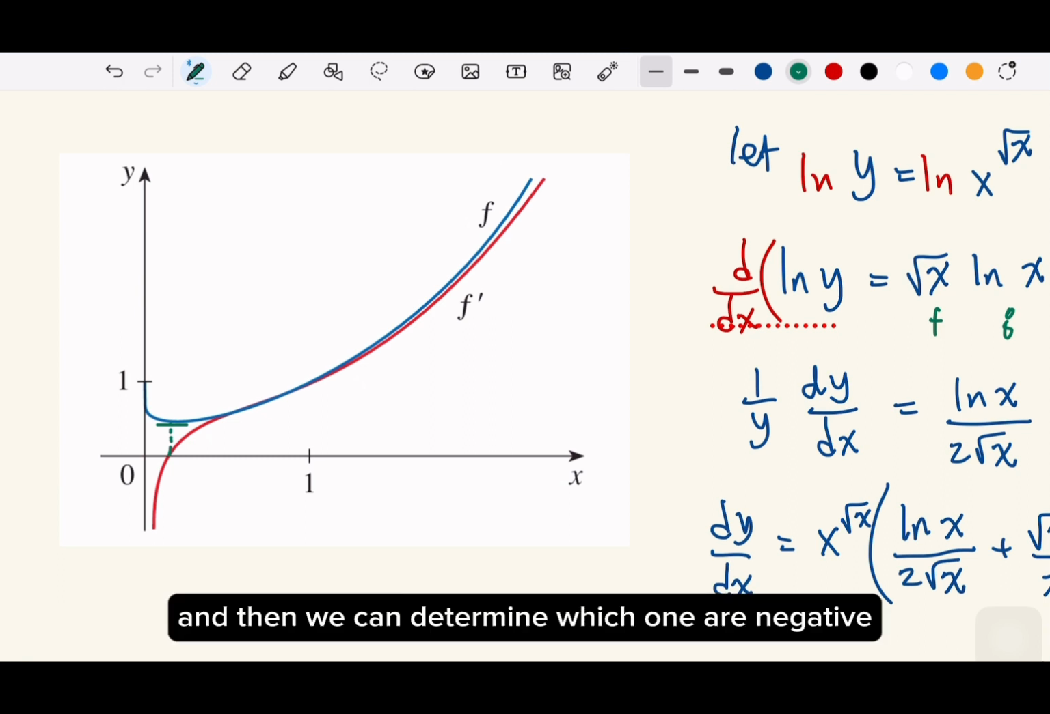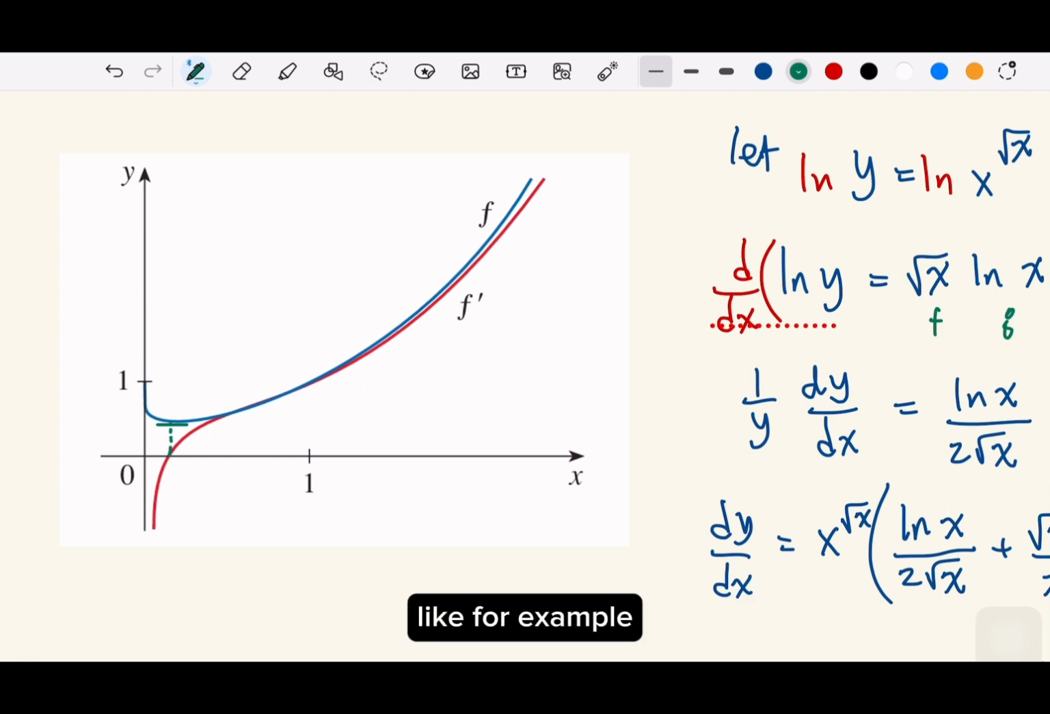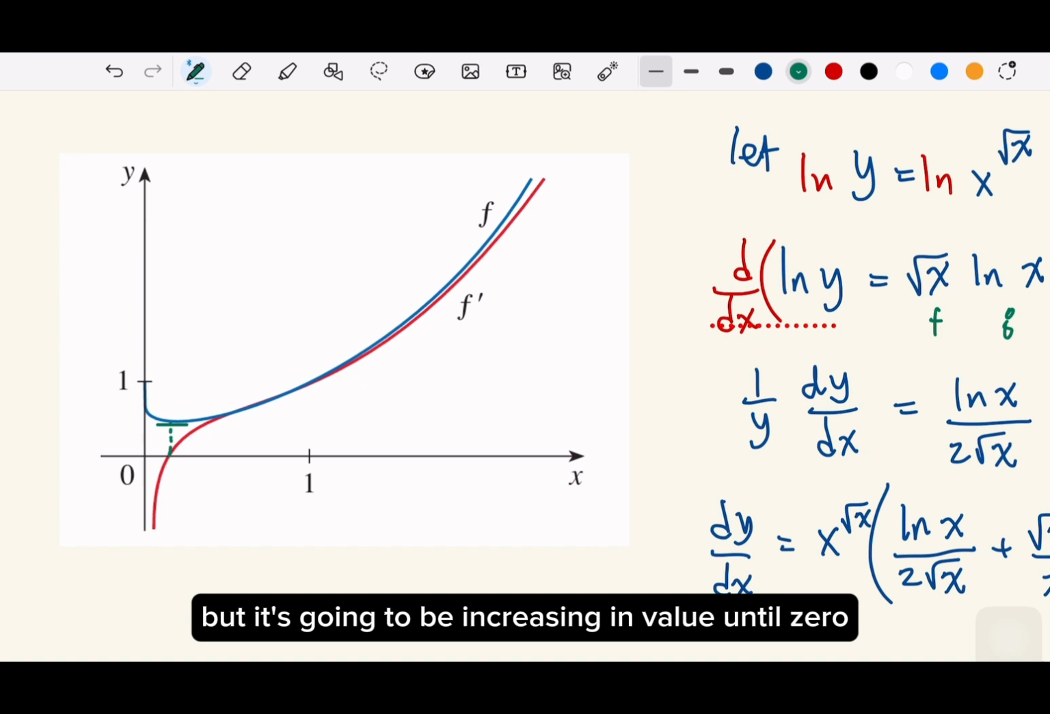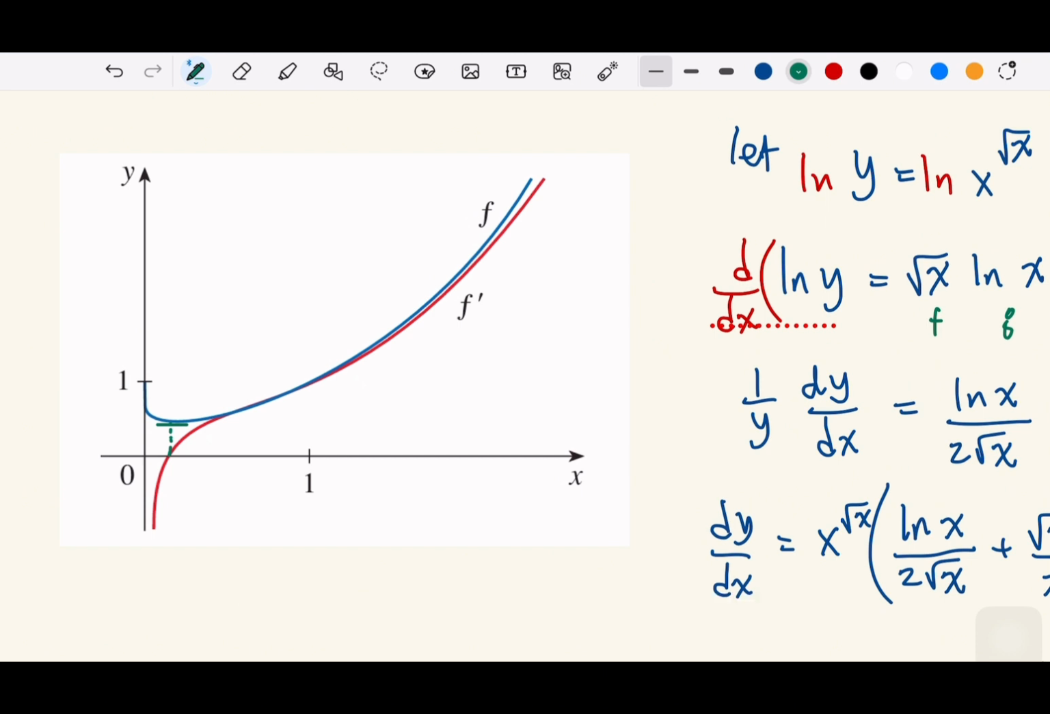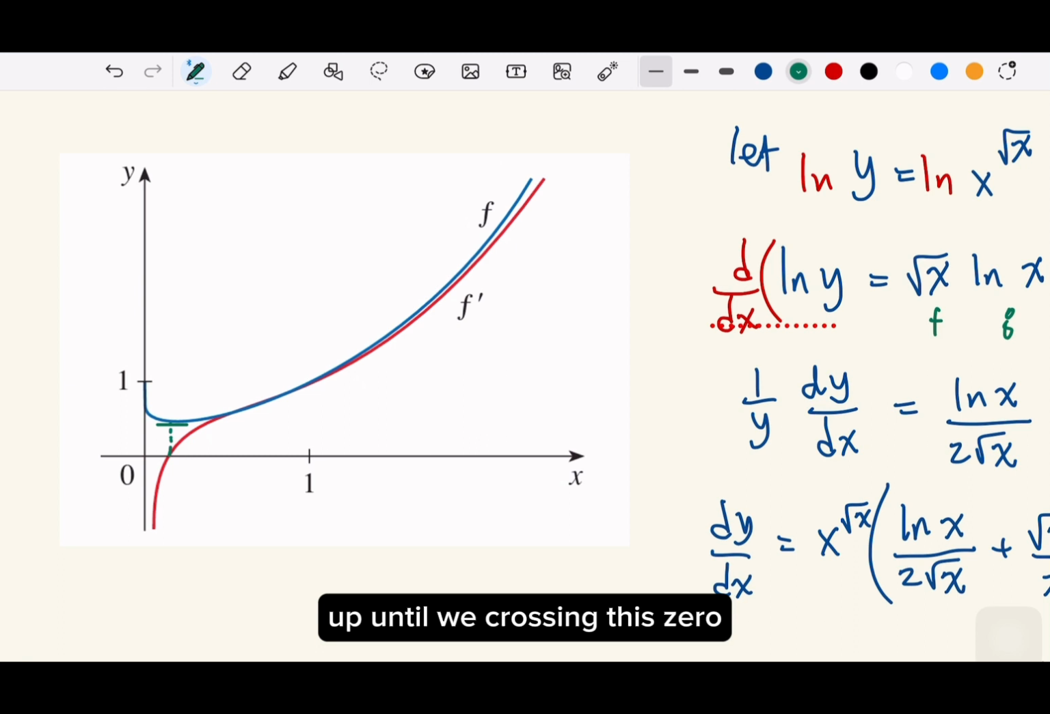And then we can determine which one are negative, which one are positive. Like for example, this one is negative, it's going down, but it's going to be increasing in value up until 0, which means it's increasing, but it started from the negative region. Okay. Up until we crossing this 0. Okay. And then after we get 0, what happens? We are going to increase. So we are going to have positive, positive, positive, and then increasing in value as well. Okay. So it's positive slope, but it's also increasing in value, which means the red color here are our derivative.